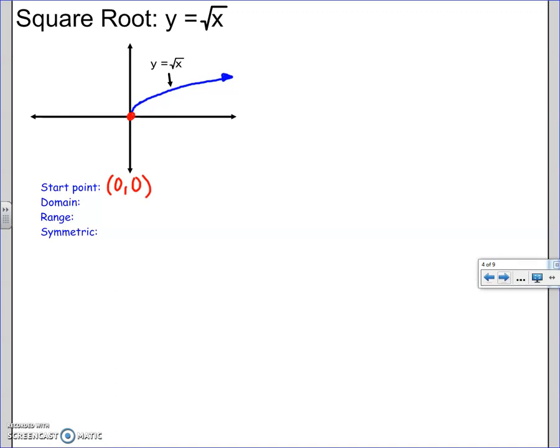Domain, how far left does it go? It goes left to 0, and goes right to positive infinity. It does not go into the negative area. You can't take the square root of a negative number. So I can say x is greater than or equal to 0. Its range, its lowest is 0. Its highest is positive infinity. Or I can say y is greater than or equal to 0. Is this symmetric? No, it's not.